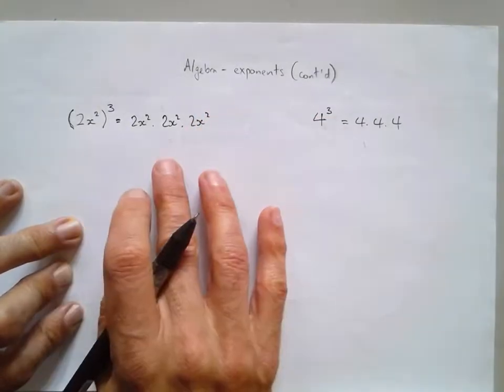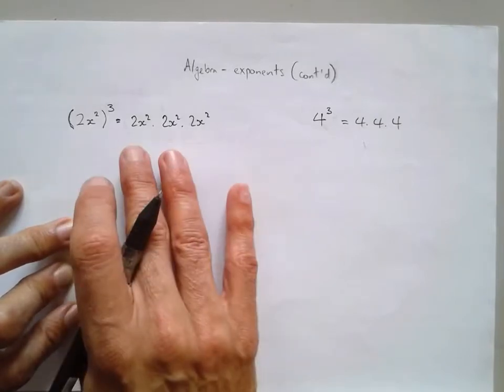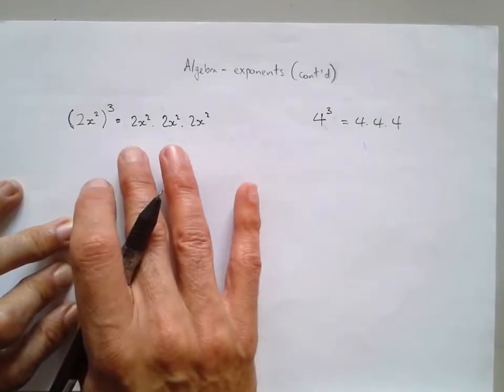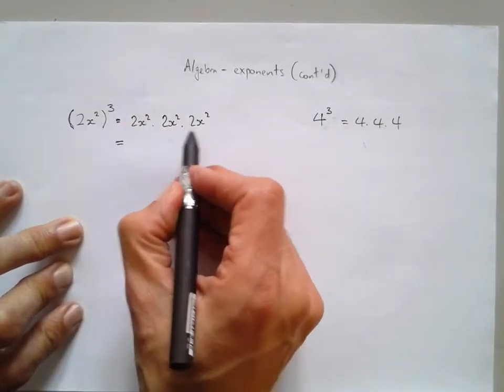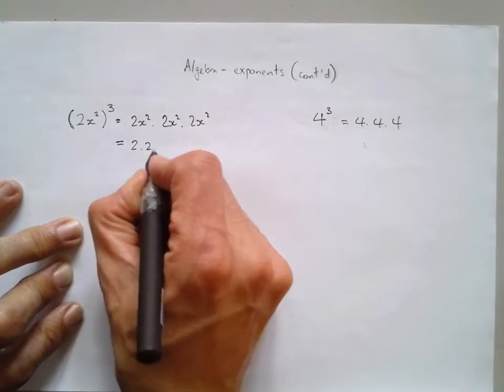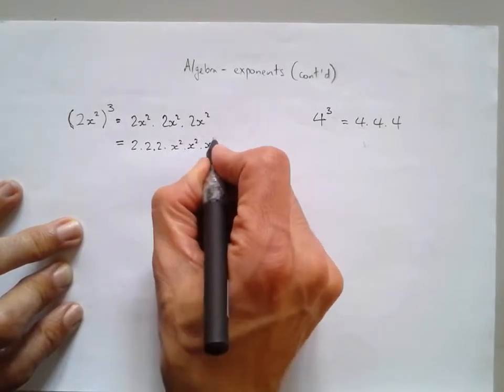Now in mathematics, when we're multiplying, we can rearrange the order and we'll still get the same result. It's called the commutative property for multiplication. So instead of writing 2x squared times 2x squared times 2x squared, I could write that as 2 times 2 times 2 multiplied by x squared by x squared by x squared.